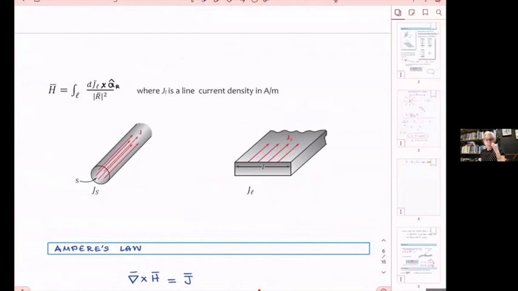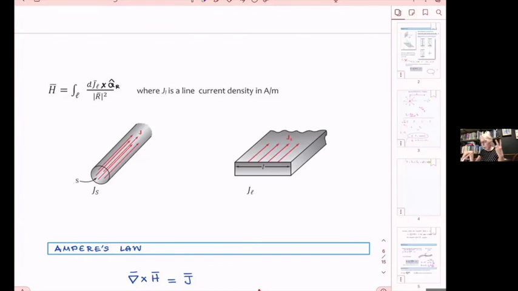As with charge, where in charge we had how many charge densities? 3. We had the volume charge density, the surface charge density, and the line charge density. 3 charge densities for a charge. How many densities do we have for a current? 2 only. Because the current does not have a line density.